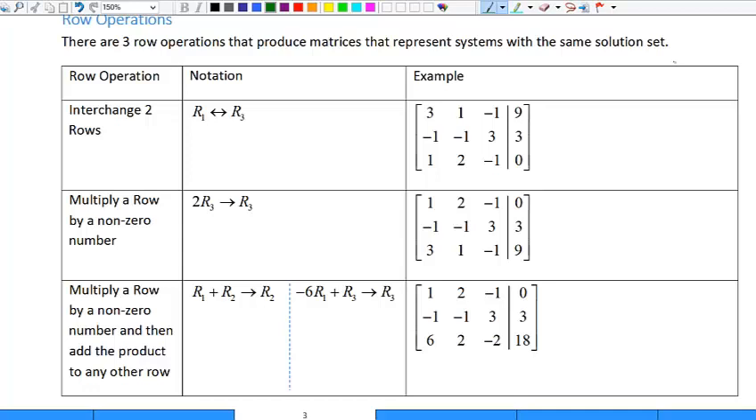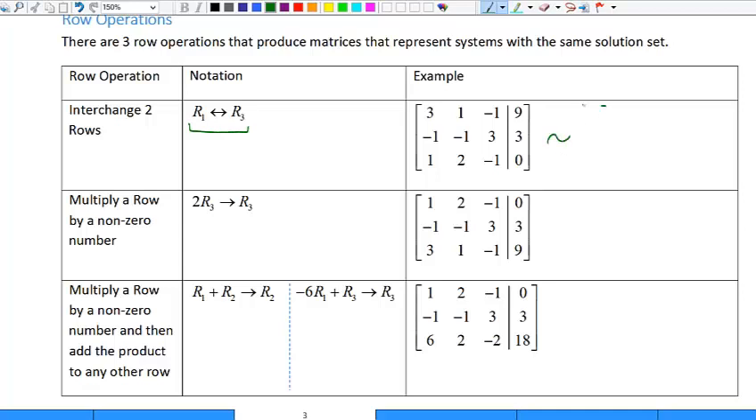Okay, so one row operation that I'm allowed to do that is going to produce a different matrix with the same solution set is interchange 2 rows. For example, if I have the first, second, and third row, and I prefer the first and third to interchange, this is how we write that: instructions, row 1 interchange with row 3.